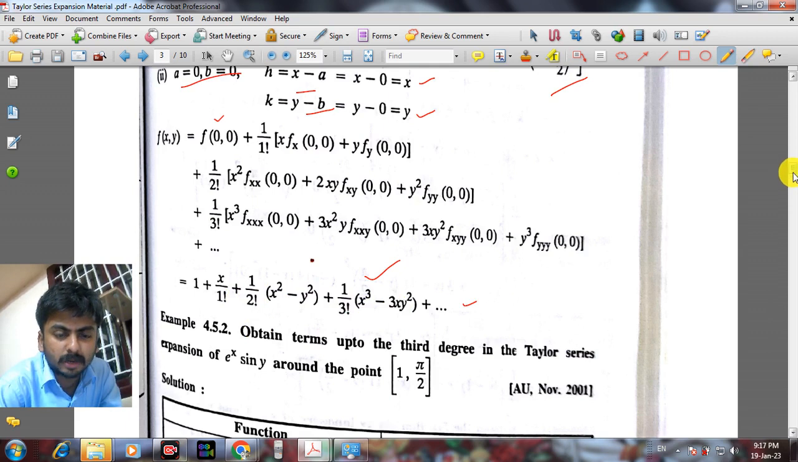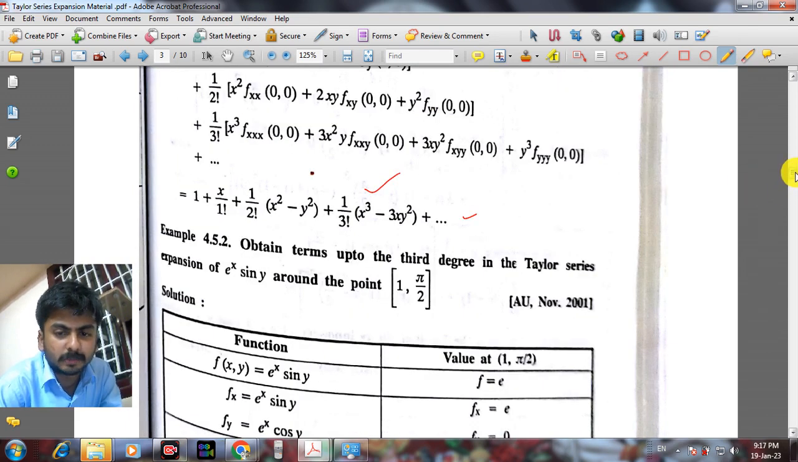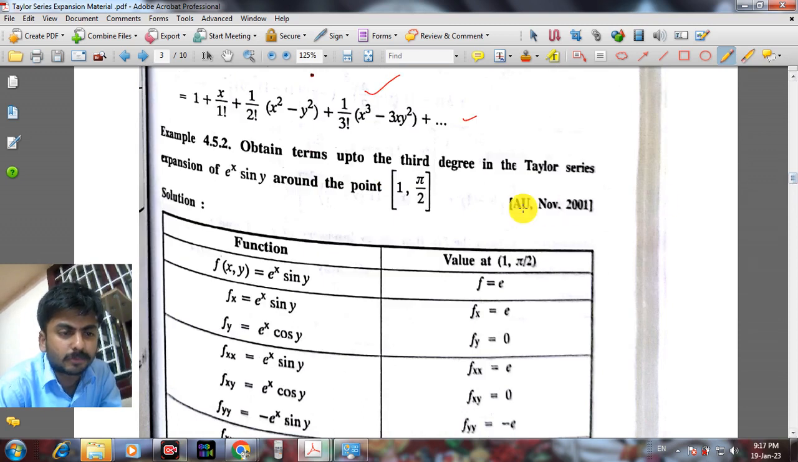So maximum they will ask for degree. The next problem is similar to the previous problem, but instead of x equal to 0 we are having 1, and the angle for y is the same, that is pi by 2, so we are having e power x sin y. So here we can find f of x y about a point a comma b. This is f of a comma b, equal to e power 1 sin pi by 2.